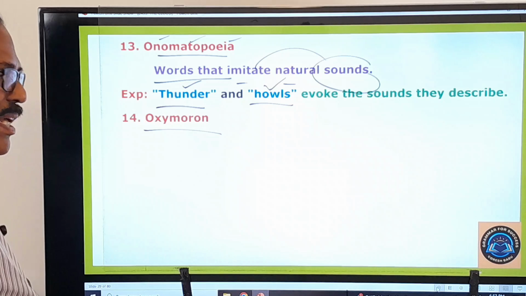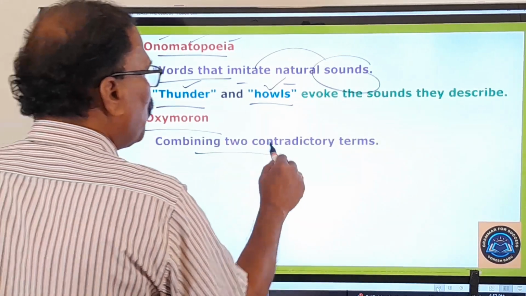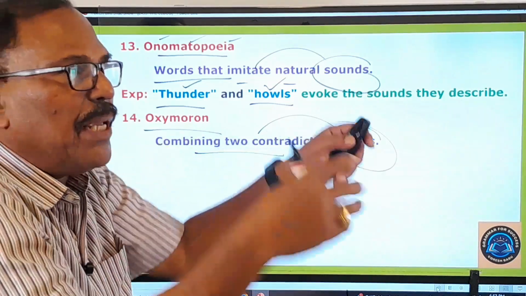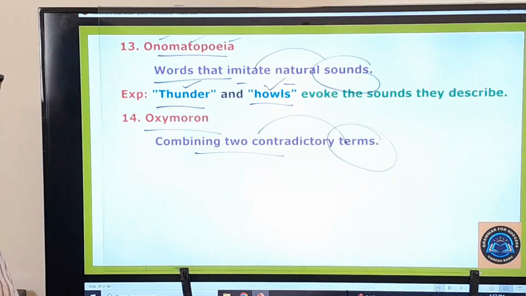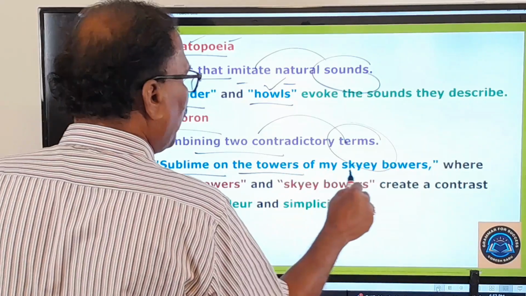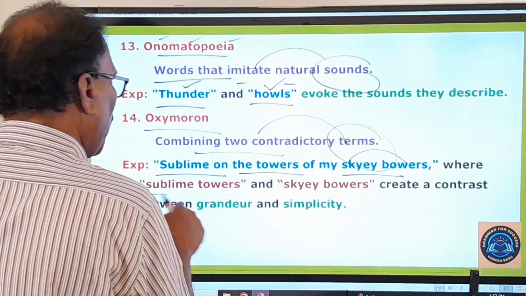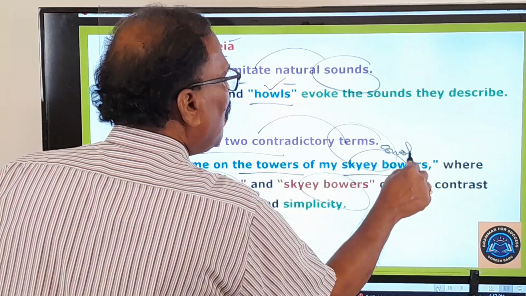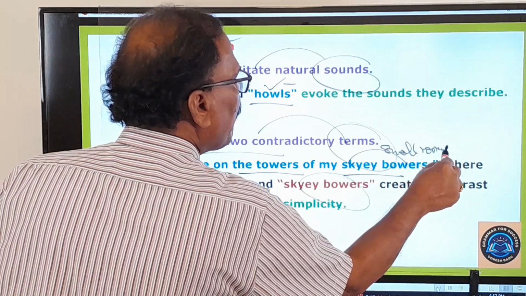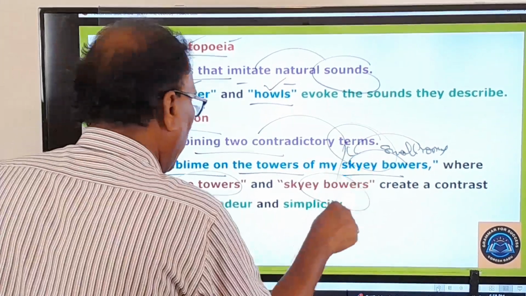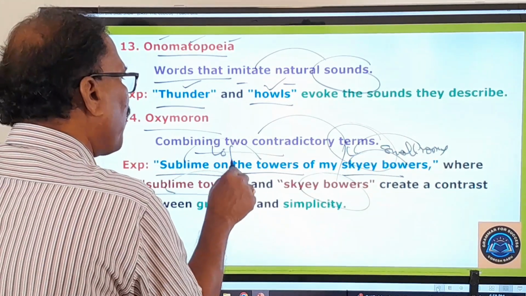Oxymoron is there. What is this oxymoron? Combining two contradictory terms, quite opposite terms, keeping them in one place. That's called oxymoron. How? Let us see that here. What is that? Sublime on the towers of the skyey bowers. Where sublime towers, skyey bowers. Bowers means small rooms. Skyey means rooms located in the sky, that you know very well. And sublime towers means lofty towers.